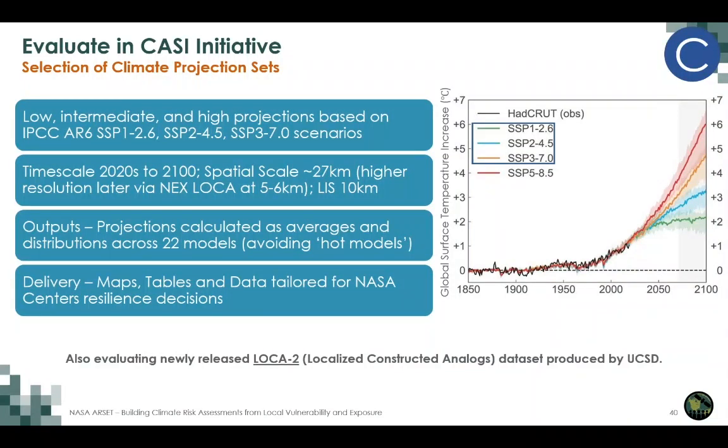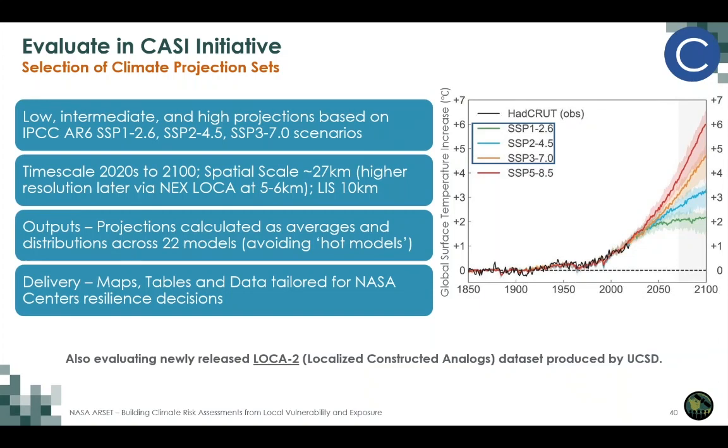In applying the NASA NEX GDDP projections, we sample from different emission scenarios that represent different pathways of societal economic growth, technological use, land use, and other aspects that will determine the greenhouse gases and other exchanges related to the climate system over the coming century. The IPCC characterized scenarios as low, intermediate, and high, corresponding to the SSP1-2.6, the SSP2-4.5, and the SSP3-7.0 scenarios. You can see these scenarios on the right side of the screen.